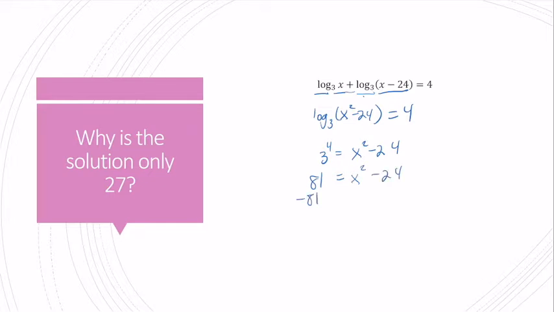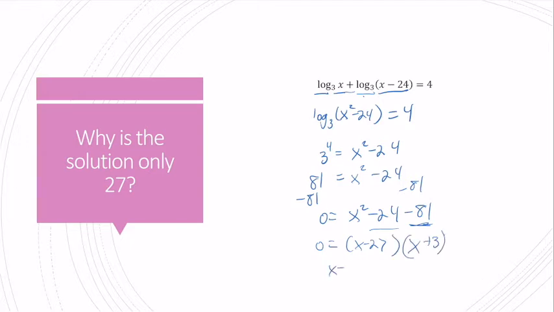I subtract 81 from both sides, and I get that 0 equals x squared minus 24x minus 81. And I say, okay, what are the factors of negative 81 that add up to negative 24? And that's going to be negative 27 and a positive 3. So I'm going to set each of these equal to 0. So I have x minus 27 equals 0, so I get x equals a positive 27. I have x plus 3 equals 0, so x equals a negative 3.